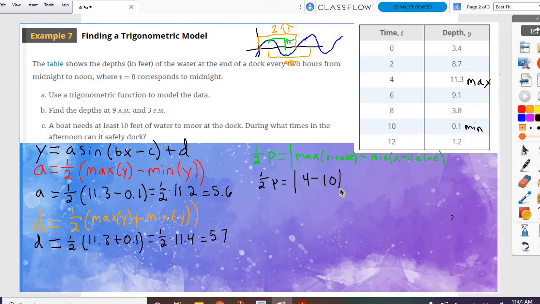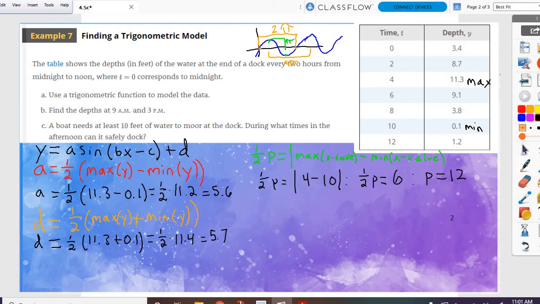So we have 1/2 p equals, so 4 minus 10 gives us -6. The absolute value of -6 is just 6, which tells us that our p-value has to equal 12, because we would have to multiply by our 1/2. Now, that's my p-value, that's my period value. That doesn't give us our b-value.